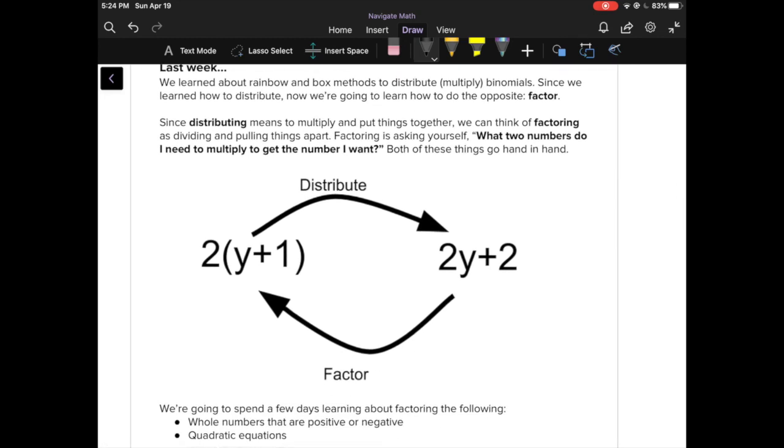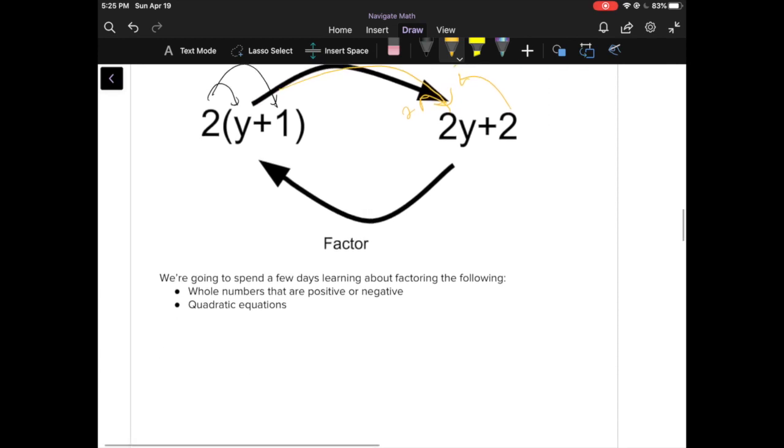So for example, I give this image to you: 2 times (y plus 1). If I distribute, meaning I'm going to multiply the 2 in, I get this answer, 2y plus 2. Now if I factor, meaning I'm going to pull out a 2 from both of these, that means that I get 2 times (y plus 1). This is something that Mr. Chavez has already done with you. I'm going to be teaching factoring differently than he is.